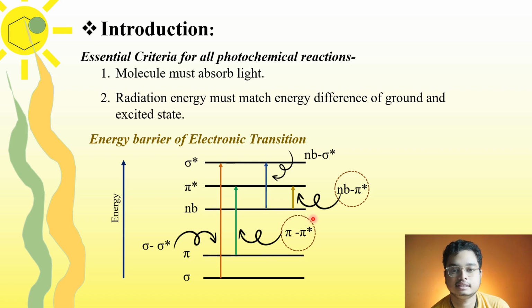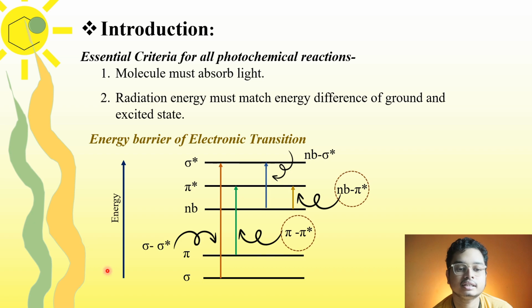Now, the essential criteria for any molecule to show a photochemical reaction: the first is that the molecule has the capability to absorb light. This is the first essential criterion. And the second essential criterion is that the radiation given to the molecule, that is the UV radiation or visible radiation, must match the energy difference between the ground state and excited state.